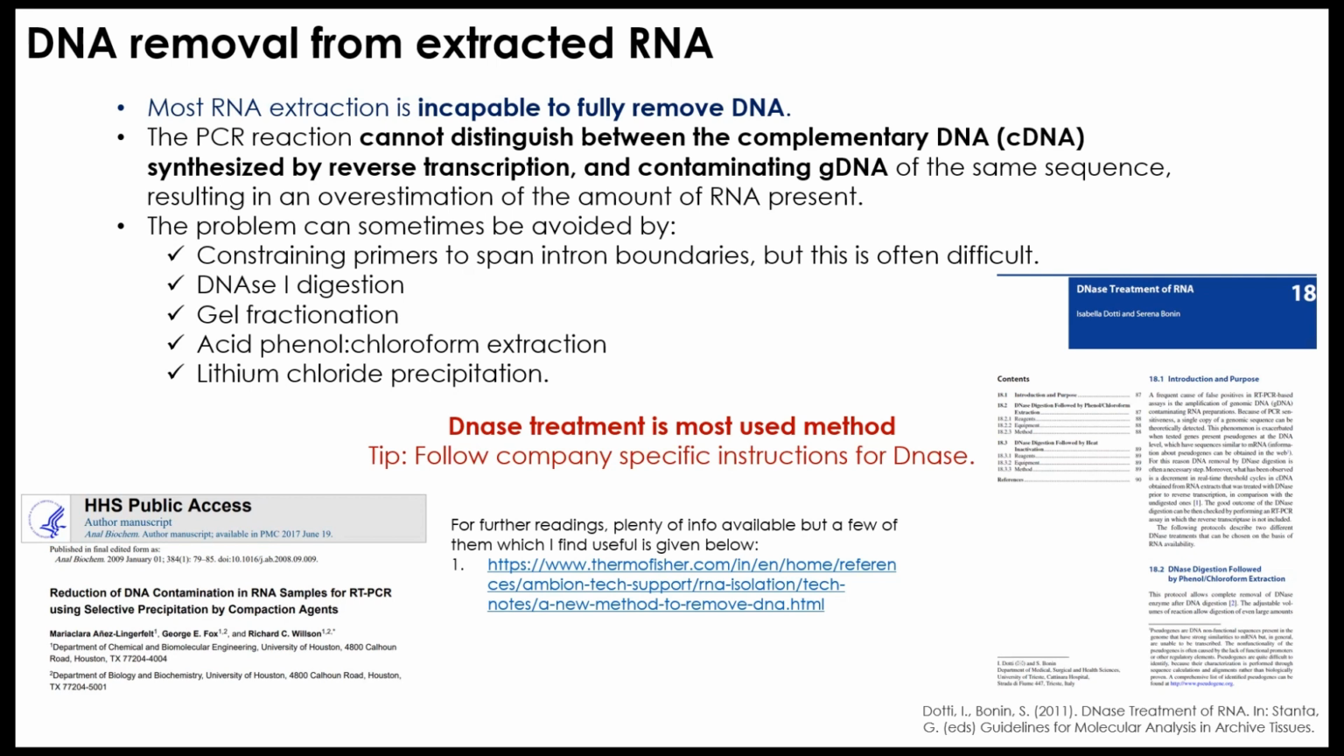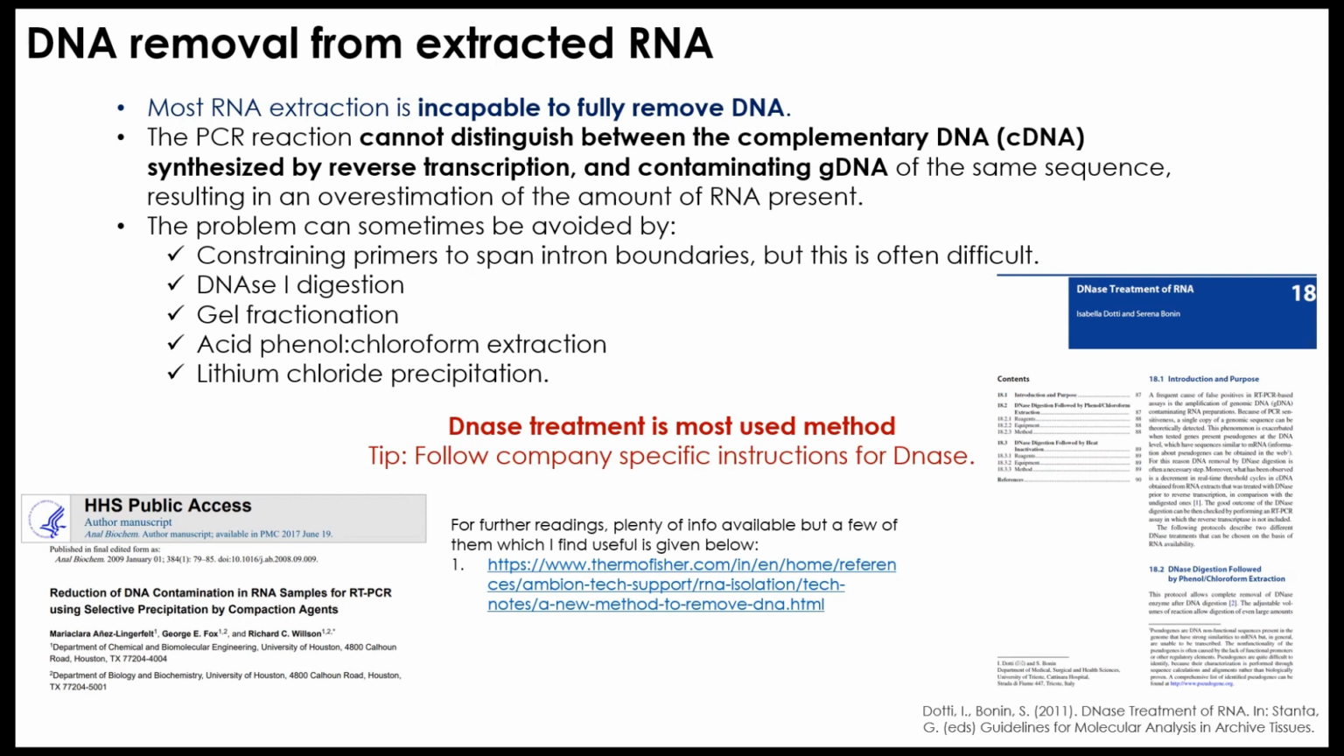And different companies give different instructions to use their DNases for the RNA extraction, right? So have a look into it. There is also the possibility of gel fractionation, acid phenol chloroform extraction, and last but not the least, lithium chloride precipitation. However, my personal experience is that even with the lithium chloride precipitation, we often get DNA in the extracted RNA, right? If you are interested to know more about the DNase treatment or the DNA contamination in the RNA, I have given you a couple of resources here, which you would find interesting if you want more information about the DNase treatment of the RNA, right?